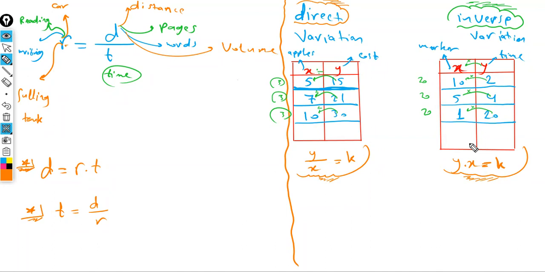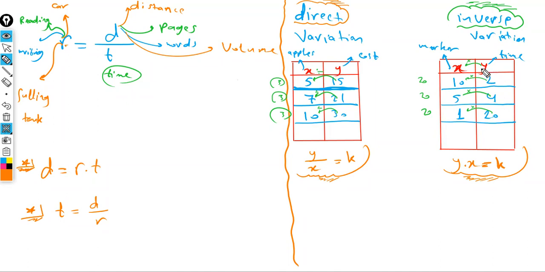Remember that in a direct variation, the division should be constant. In the inverse variation, the product, the multiplication, will be constant. Okay? Actually, in the first one, we can say that x is directly proportional to y. And here we can say that x is inversely proportional to y.